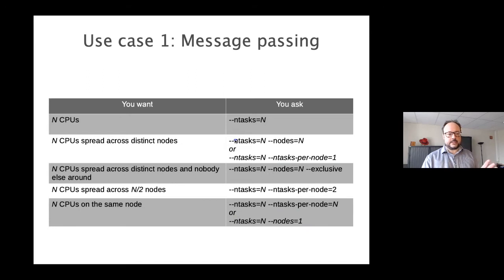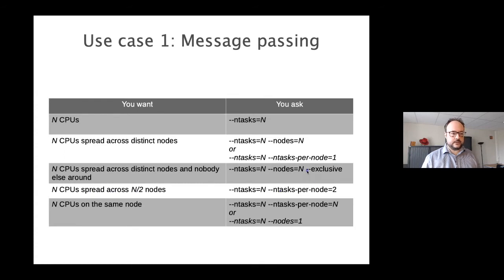So with ntasks, nodes, and ntasks-per-node, you can choose exactly how your tasks or your MPI processes are organized onto different nodes, and you can use the in-between situation, for instance, by specifying that you want 2 tasks per node. Maybe if the node is a 2-socket node, you want 1 task per socket, you can specify something like this.